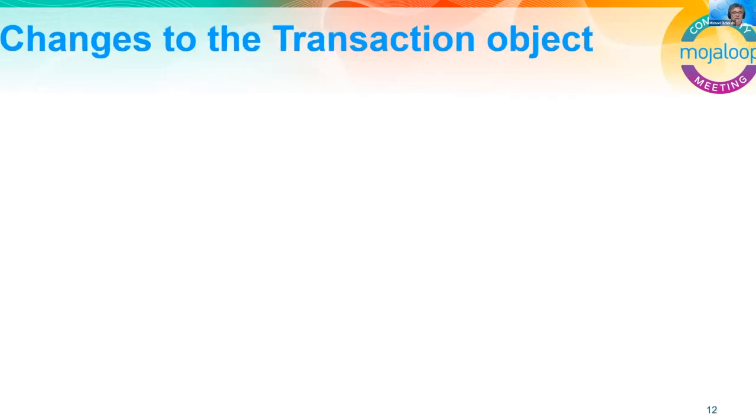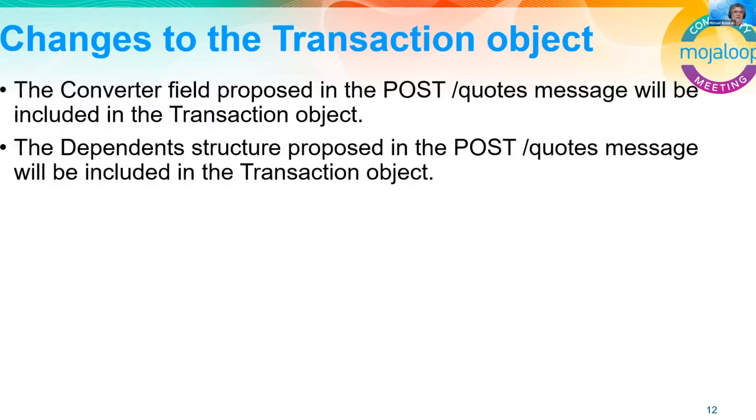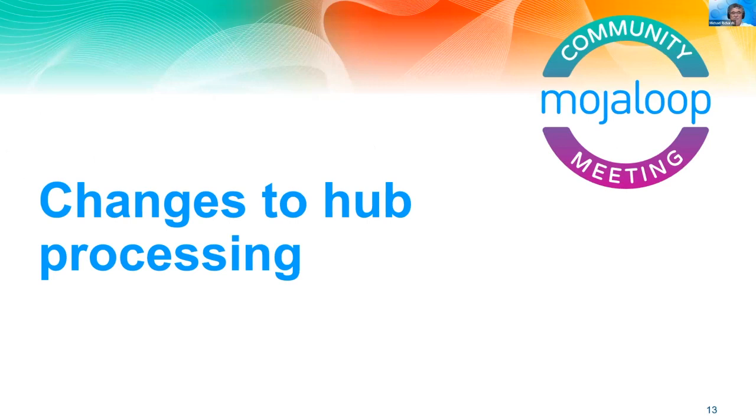Right, we have changes to the transaction object, and they are essentially the things that I've just talked about in relation to the post quotes, transferred across into the transaction object so that they will be passed around in the ILP packet associated with the transfer. Okay, so that covers the changes or proposed changes to the API. Now let's look at changes to the hub processing.